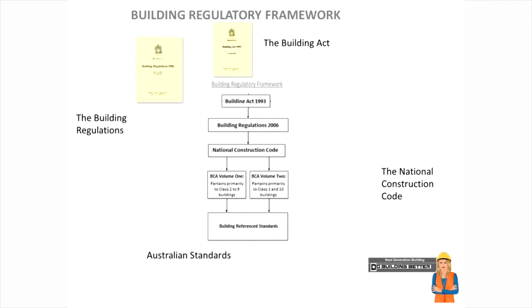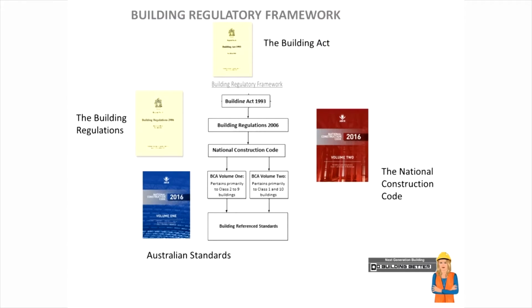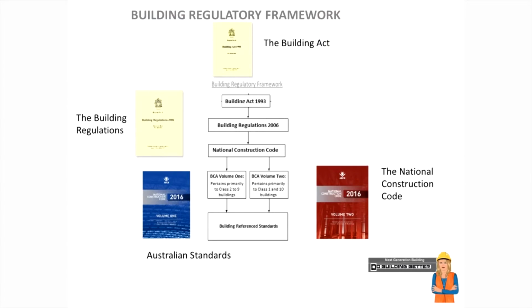Now, underneath this, we've got the Building Regulations 2006. They're derived from the Act and they talk about things like building permits, building inspections, occupancy permits, how we enforce the regulations, and how we maintain buildings. The regulations adopt the National Construction Code, which is our technical document, and the Australian Building Codes Board are the ones who have produced the National Construction Code.